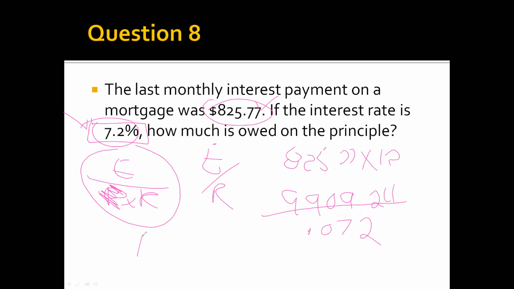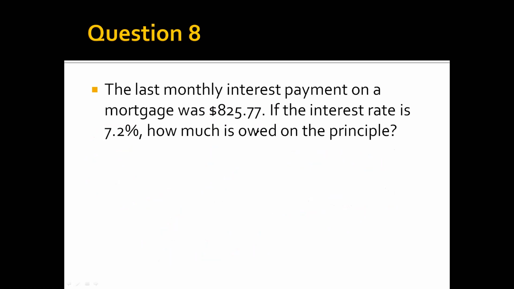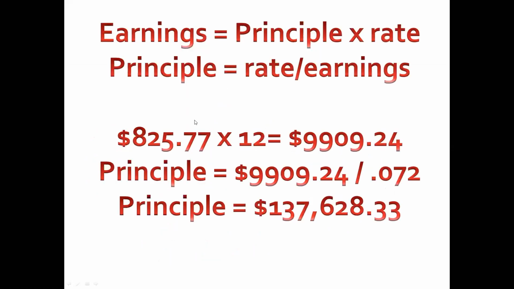And that's going to say that we owe $137,628.33. Now, you better believe there's going to be an answer for the people who forgot to multiply by 12. You better believe there's going to be an answer there. Okay.